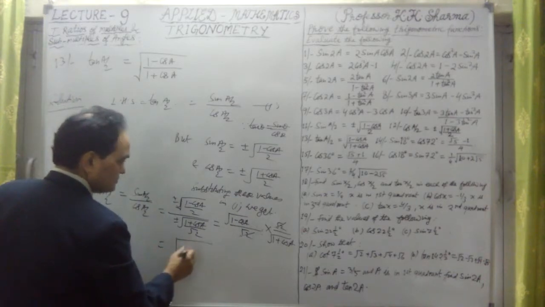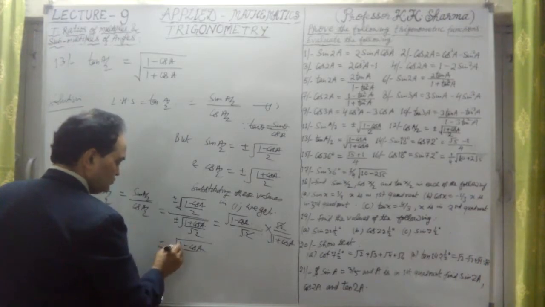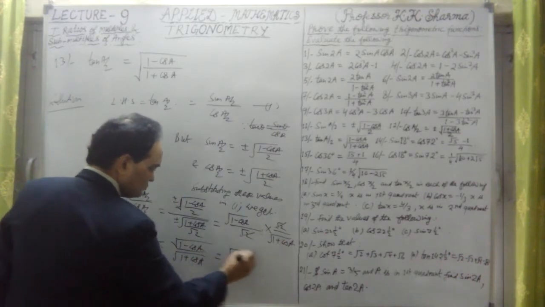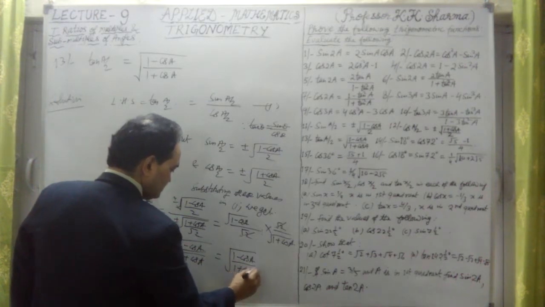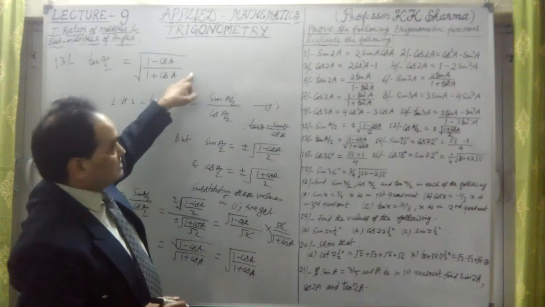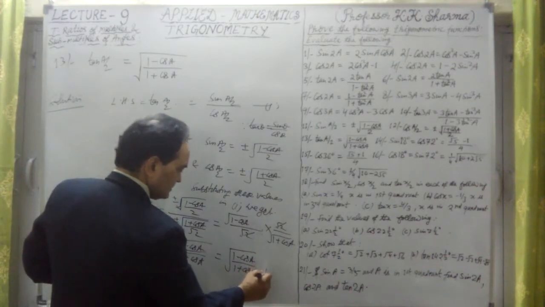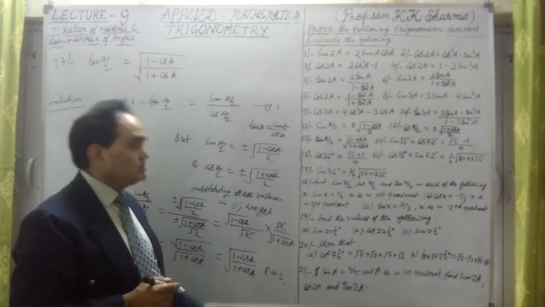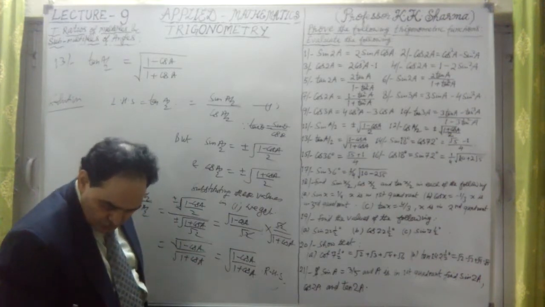Because both have the square root sign, we can put one square root sign upon both: under root of (1 minus cos A) upon (1 plus cos A). The plus minus signs cancel out. This is the right hand side. Tan A by 2, which we started with, we have reached under root 1 minus cos A upon 1 plus cos A. So question number 13 is completed.